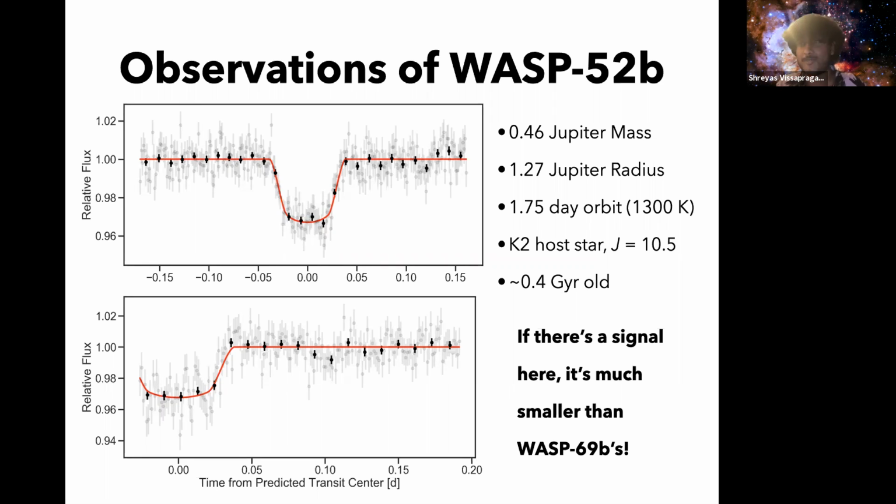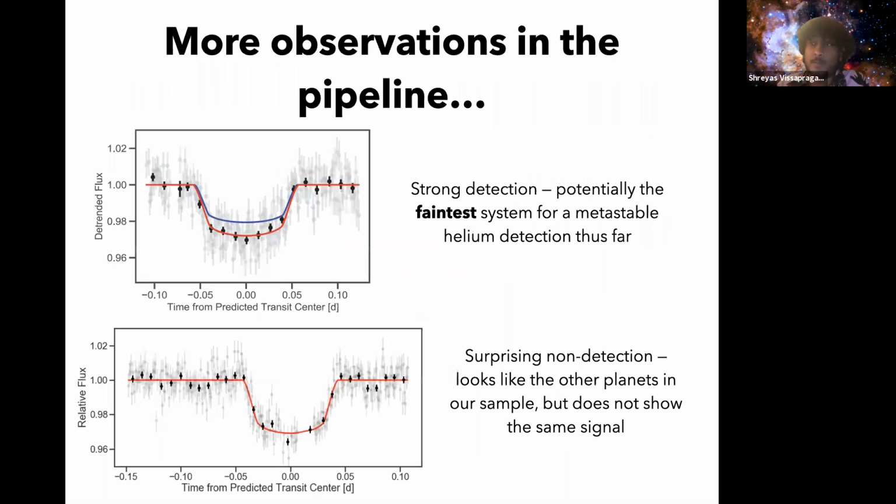And for various reasons, this is interesting. I will defer until the publication to explicate what those reasons exactly are. But this planet has had other detections of atmospheric species like sodium and H-alpha, another outflow tracer. So there's potentially something interesting going on here. And we have more observations in the pipeline.